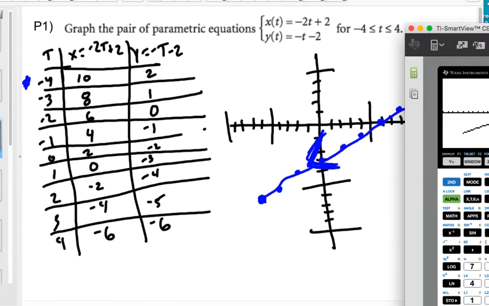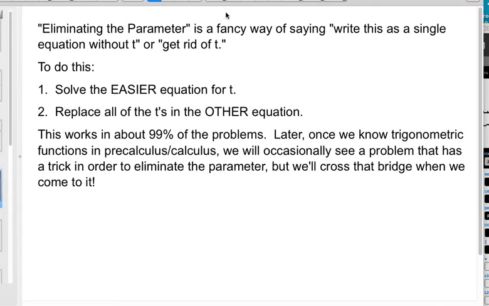Okay, so let's talk about the next skill. So eliminating the parameter is a fancy way of saying write this as a single equation without t, or get rid of t, right? Because eliminate means get rid of, and the parameter is t. So to do this, what you're going to do is you're going to solve the easier equation for t, okay?